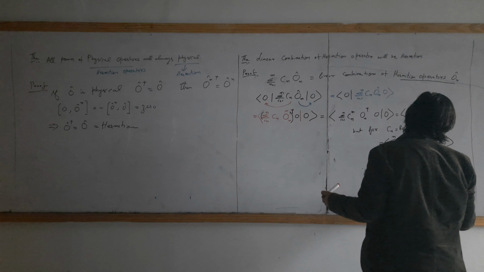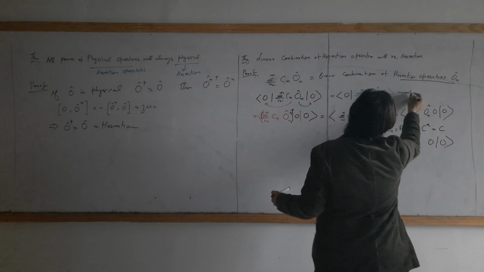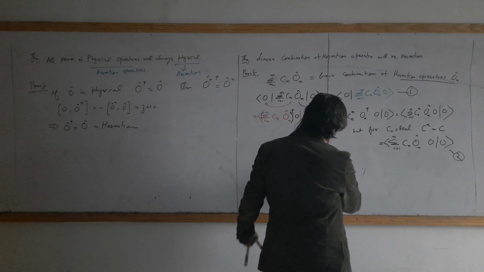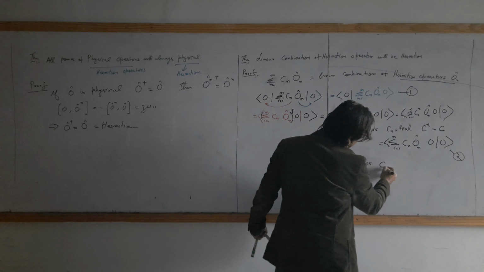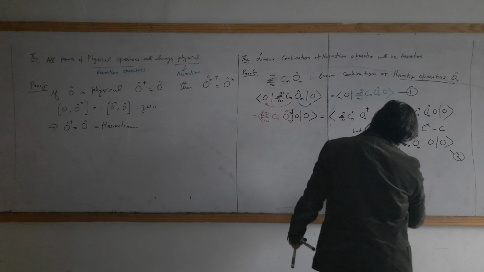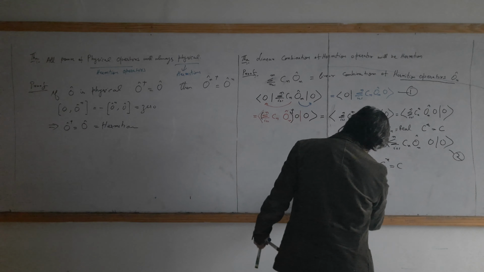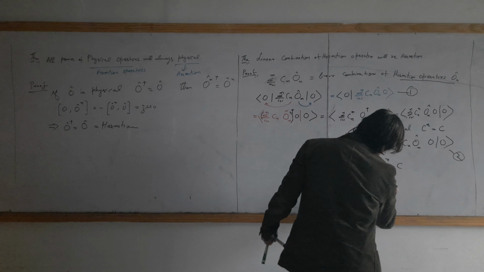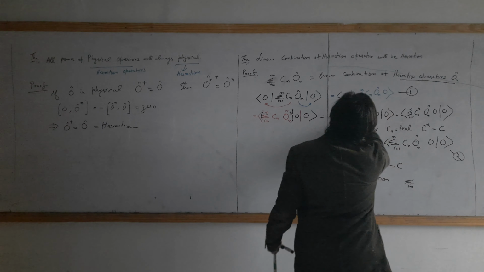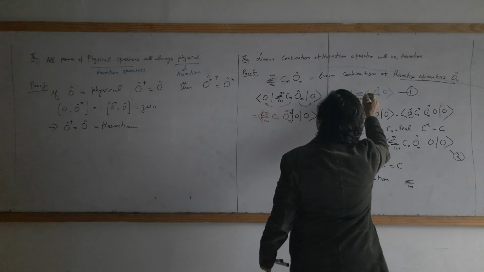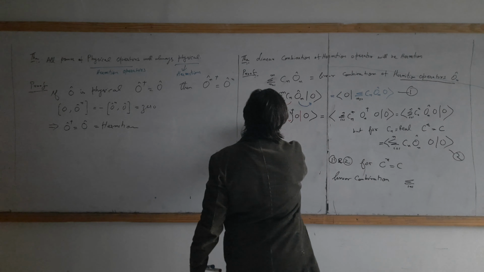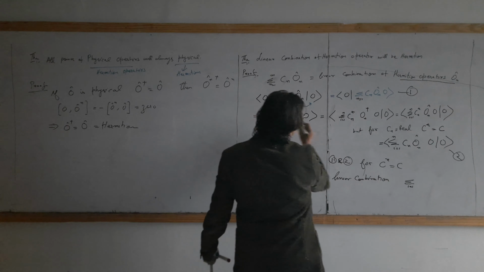Both 1 and 2 are equal. Sorry, what was n equal to? n equal to 1 to m. Please correct it.